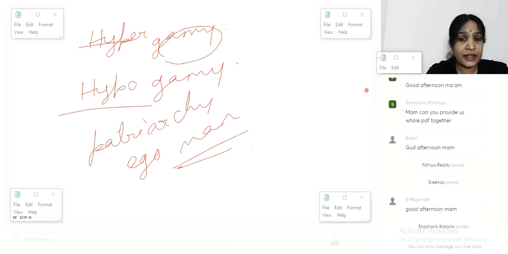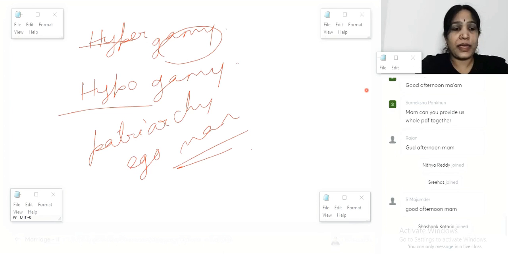So when nothing is given, you have to assume patriarchy. When patriarchy is given, it is patriarchy. When matriarchy is given, it is matriarchy. When nothing is mentioned, nothing is specified, then you have to assume patriarchy because it is common. So in hypergamy, the man should be of higher status.